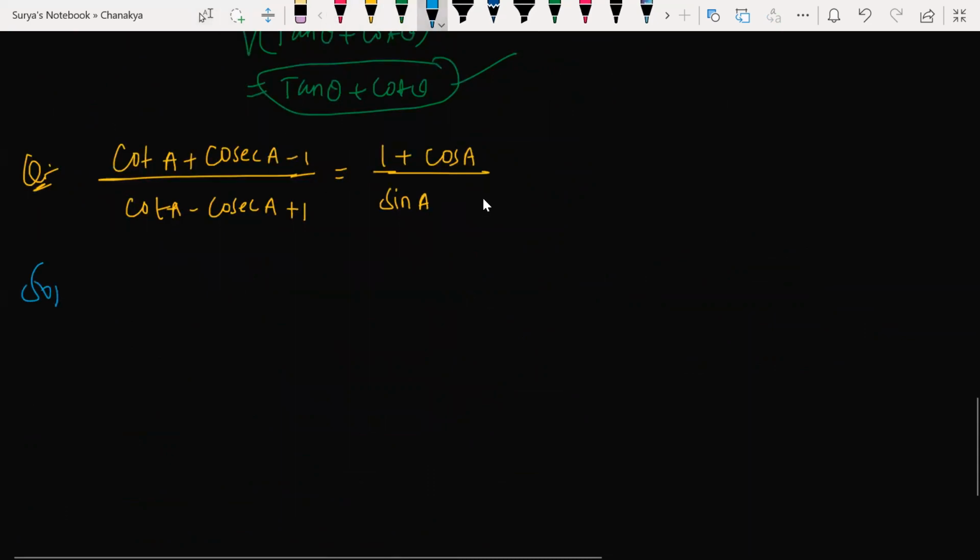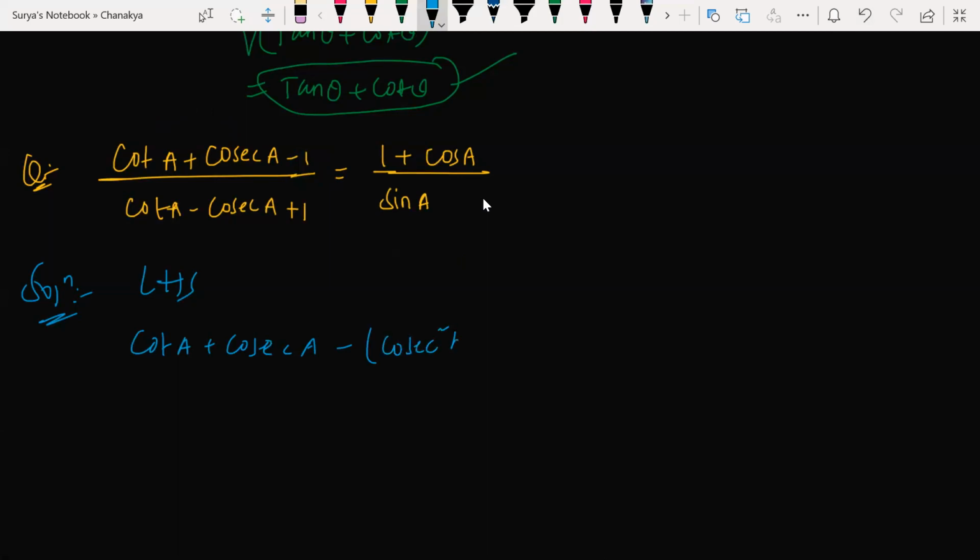Now solve this question, everyone. Cot a plus cosec a minus 1 divided by cot a minus cosec a plus 1. How can you solve this question? Look at this, I'll tell you one simple story. Here we'll take LHS and I'll prove RHS by taking LHS. So cot and cosec are given, and 1 is given. I know that 1 is equal to cot a plus cosec a minus 1 minus 1. This minus 1 can be written as what?